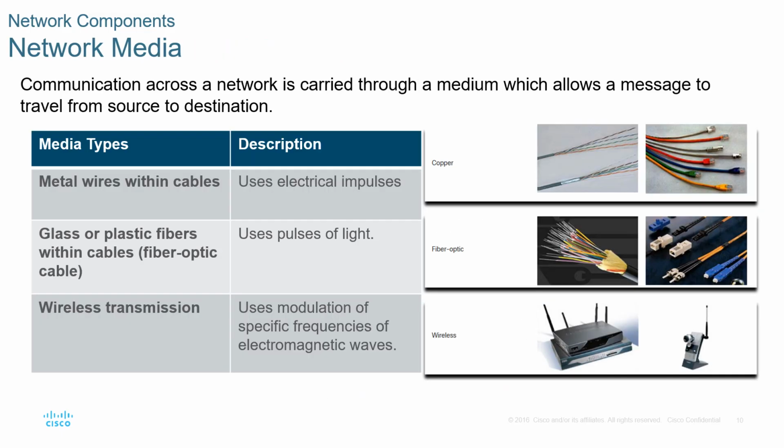Communication across a network is carried through a medium that allows a message to travel all the way from source to destination. Media types, such as metal wires within cables, are used for electrical impulses. Also, we have fiber optic cable, which uses pulses of light. The last type we have is wireless transmission, used to modulate specific frequencies of electromagnetic waves.